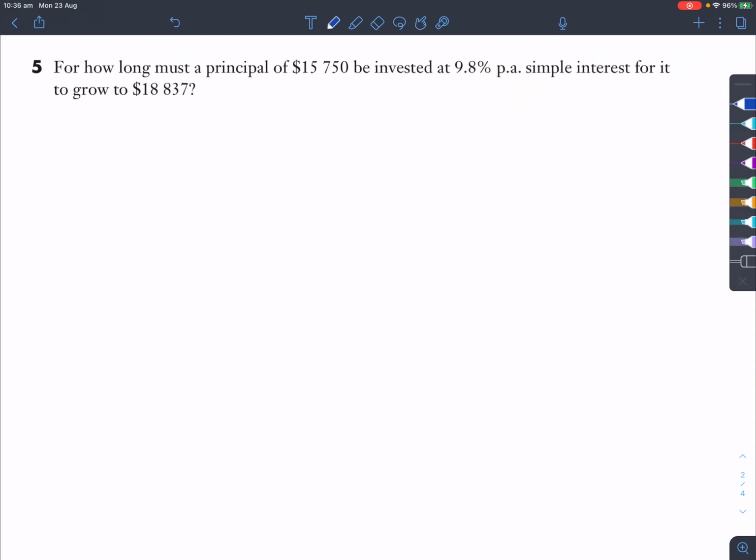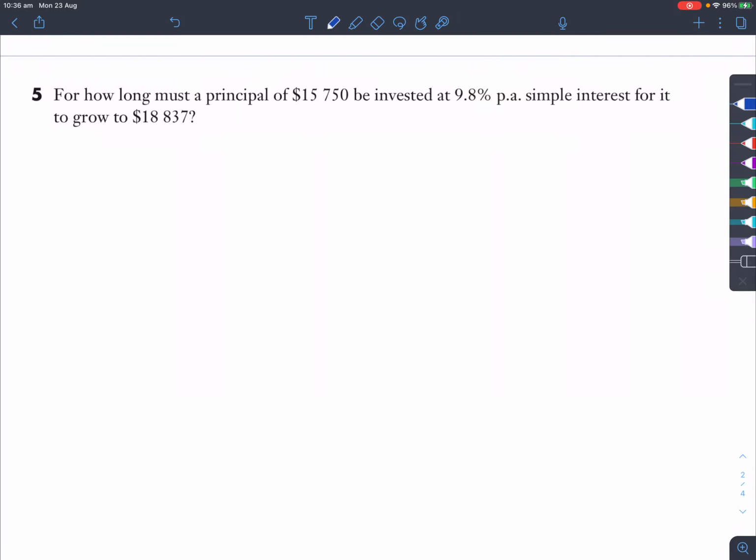Question 5. For how long must the principal of that much be invested at 9.8% per annum simple interest for it to grow to this amount? So this is our principal. It says right there. This is our rate. Your simple interest. Well, just be careful. This is not our simple interest because it's trying to grow to this amount. So if we started with this and it grew to this, then the difference between these two values is our interest. So let's find our interest.